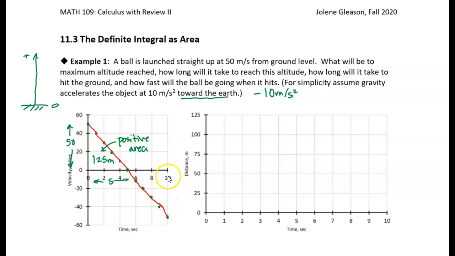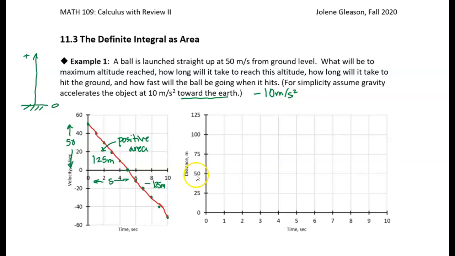So you can see we have another triangle here. The portion of the velocity curve that's negative is downward distance, and the area here, if I go out to 10 seconds, is a negative 125 meters. So that's 125 meters back down toward the Earth. And so that's when the ball is going to hit the ground, after 10 seconds.